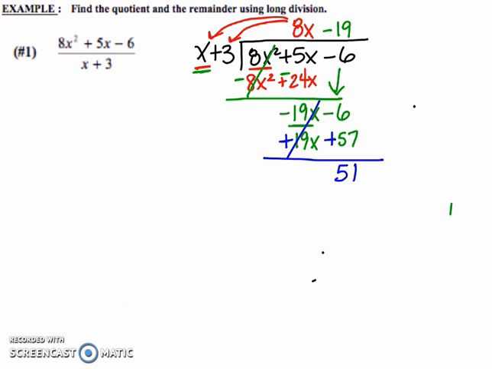And just like with numbers, we can write our remainder over our divisor, like that. So here is the answer to this division problem. Let's look at another example.